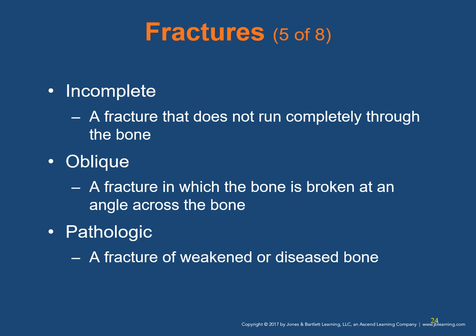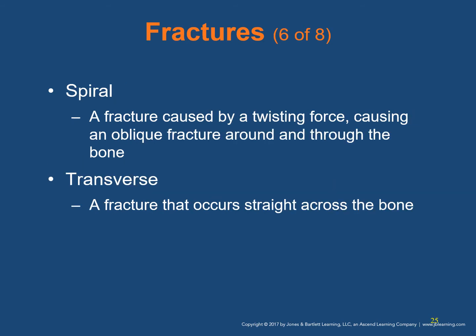Oblique, a fracture in which the bone is broken at an angle across the bone, usually as a result of a sharp angled blow to the bone. Pathologic, a fracture of weakened or diseased bone generally produced by minimal force. This is seen in patients with osteoporosis or cancer. Spiral, a fracture caused by a twisting force, causing an oblique fracture around the bone and through the bone, often a result of abuse in very young children. Transverse, a fracture that occurs straight across the bone, usually the result of a direct blow or a stress fracture caused by prolonged running.